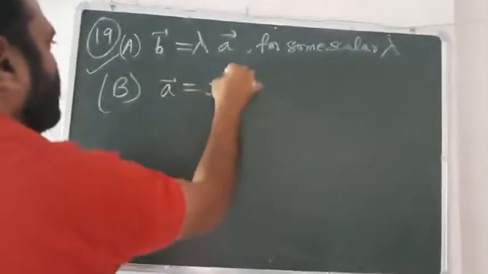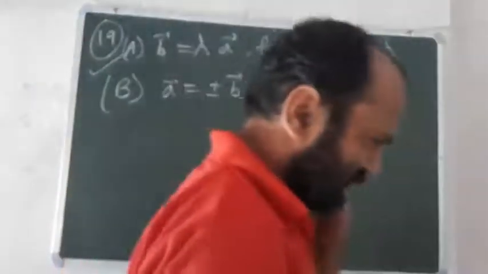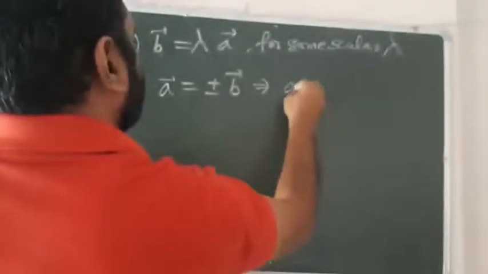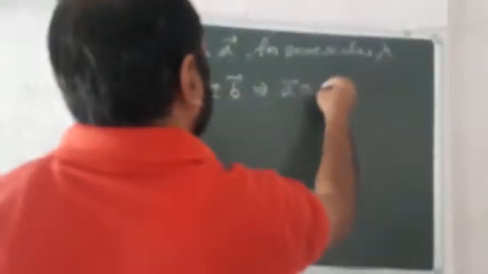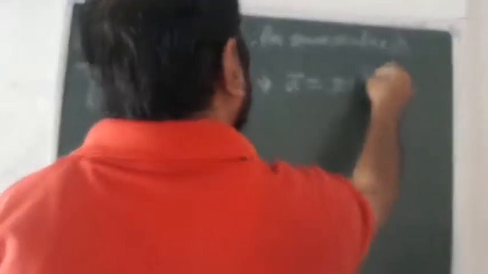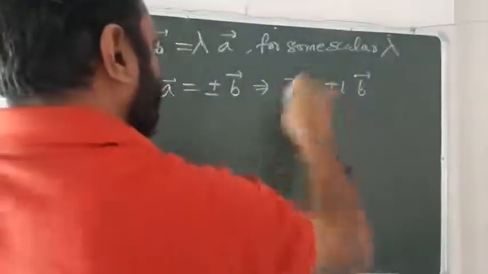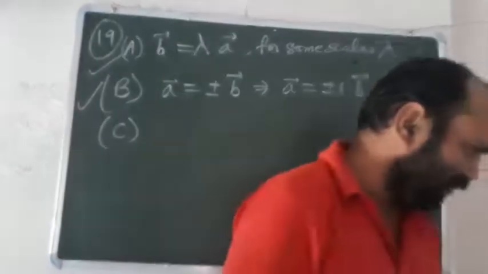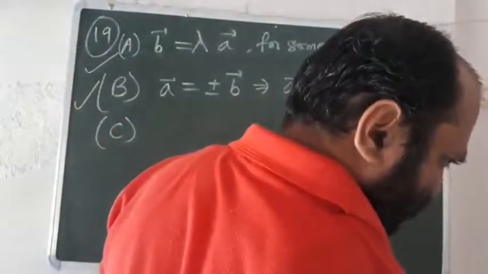Second part, beta ji, is A vector is equal to plus minus B vector. This is also a scalar multiple, as it is written as A is equal to plus minus 1 into B vector. So plus minus 1 is a scalar number, so we can say this statement is also correct. And the third part is the respective components of A and B are not proportional.